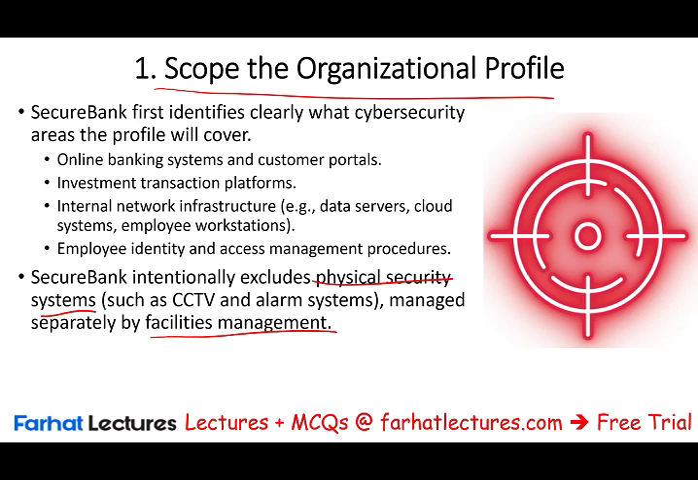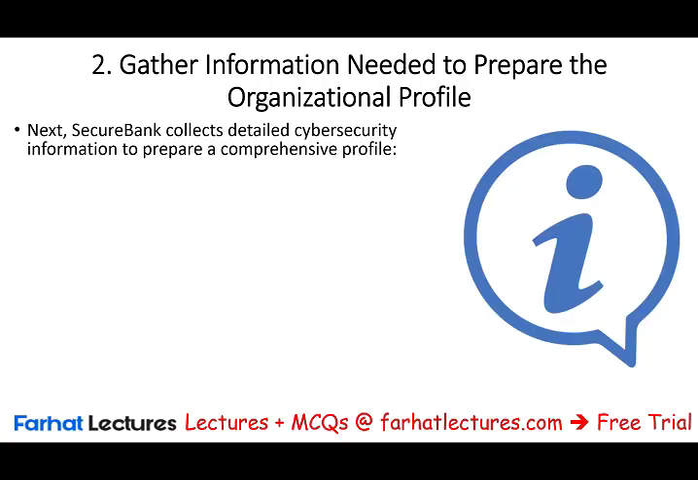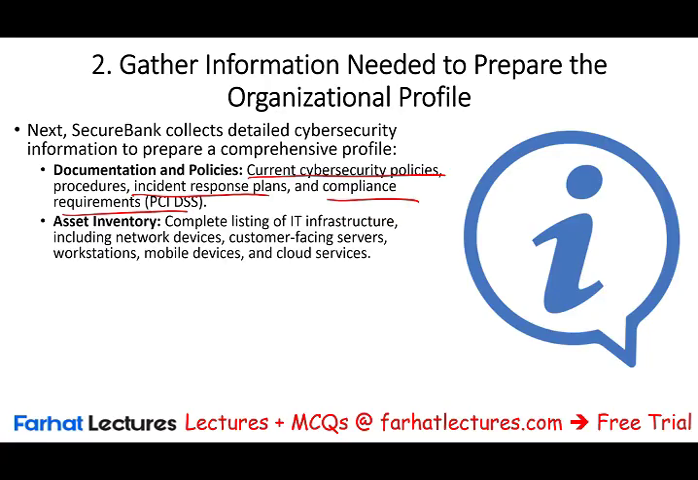Then the next step, remember there are 5 steps, is to gather the information needed to prepare the organizational profile. Next, Secure Bank will collect cybersecurity data to prepare a comprehensive profile. Well, like what? Current cybersecurity policies and procedures, the incident response plan, and our current compliance with the PCI DSS, the Payment Card Industry Data Security Standard. We will list our inventory, a complete listing of the IT infrastructure, workstations, network devices, customer-facing servers, all the assets that we have, cloud services, mobile devices.